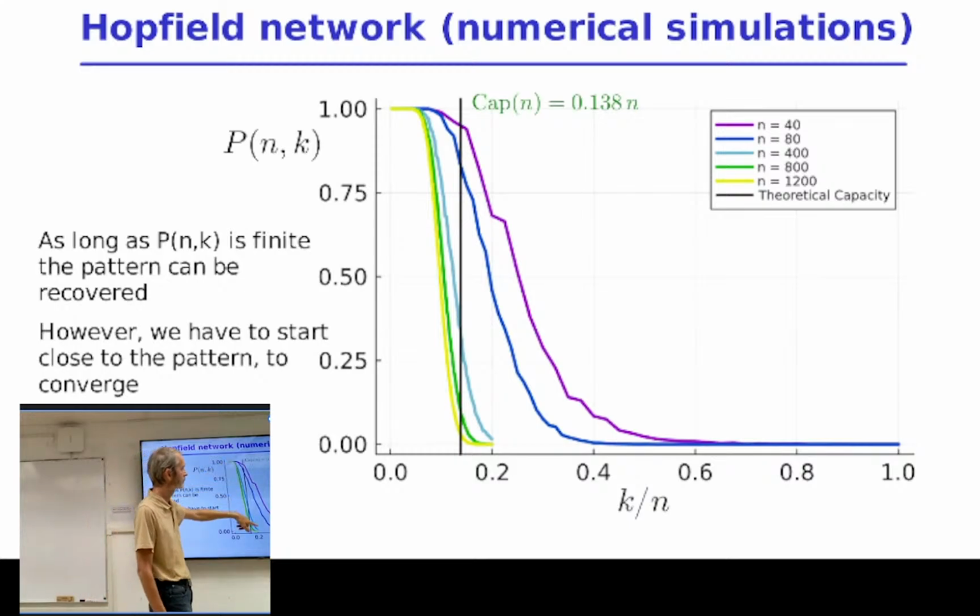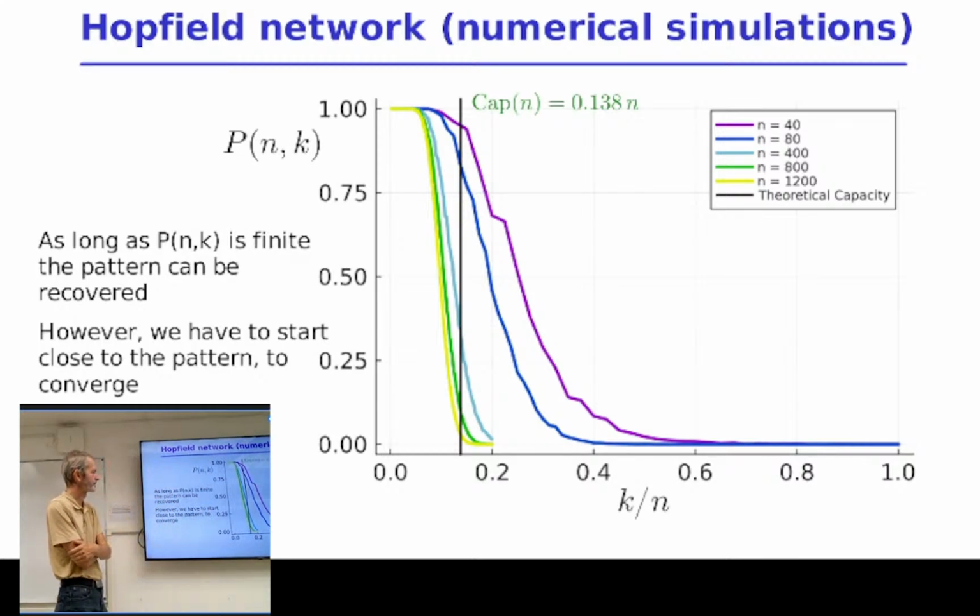For instance, look at the yellow curve. It's 1,200 nodes or 1,200 neurons, and the probability that all patterns are local minima, right? Yeah, it's very small, but still fine. And anyway, this also means that the majority of the local minima are really the patterns you wanted to store.